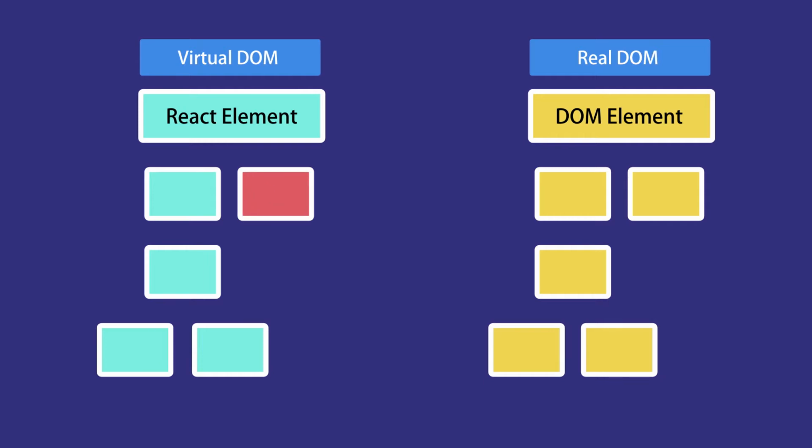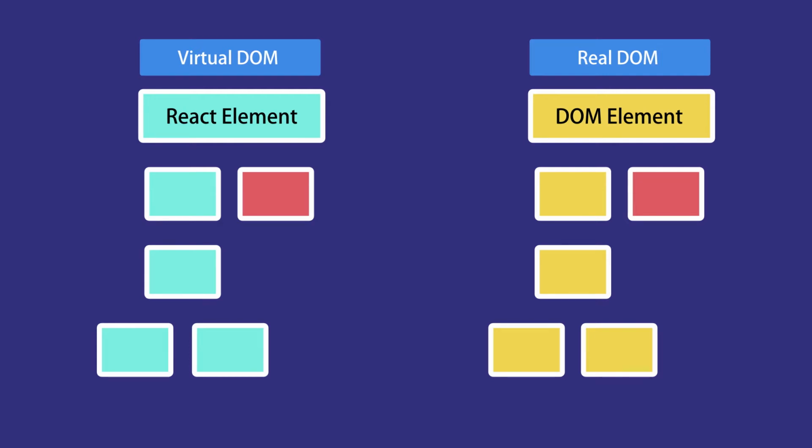When we change the state of a component, we get a new React element. React will then compare this element and its children with the previous one. It figures out what is changed, and then it will update a part of the real DOM to keep it in sync with the virtual DOM.